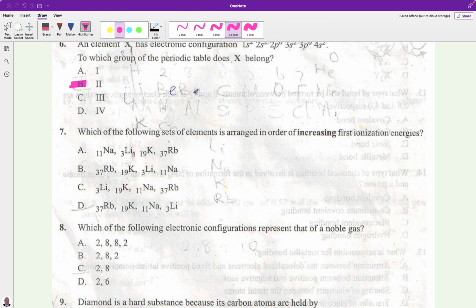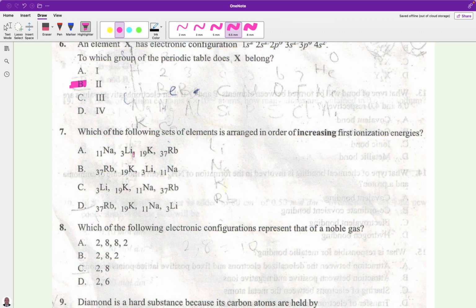The first ionization energy is the energy required to remove 1 mole of electrons from 1 mole of gaseous atoms to form 1 mole of gaseous ions with a unipositive charge. Once more, the first ionization energy is the energy required to remove 1 mole of electrons from 1 mole of gaseous atoms to form 1 mole of gaseous ions with a unipositive charge.